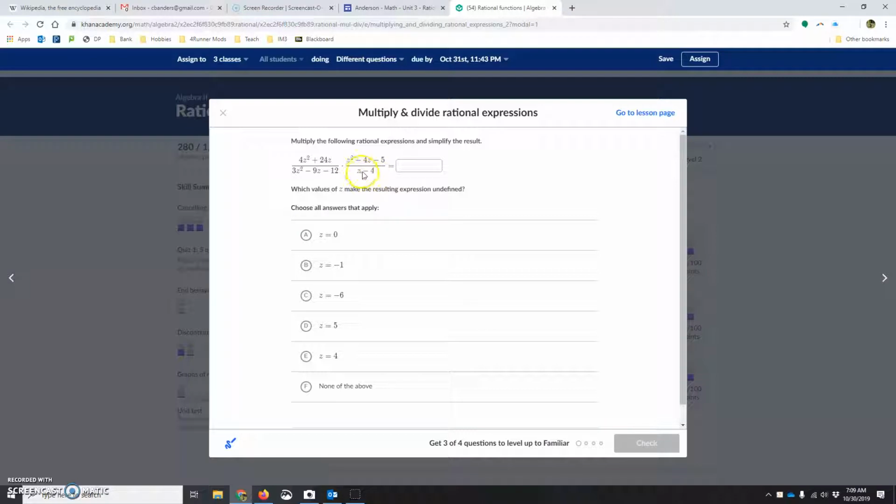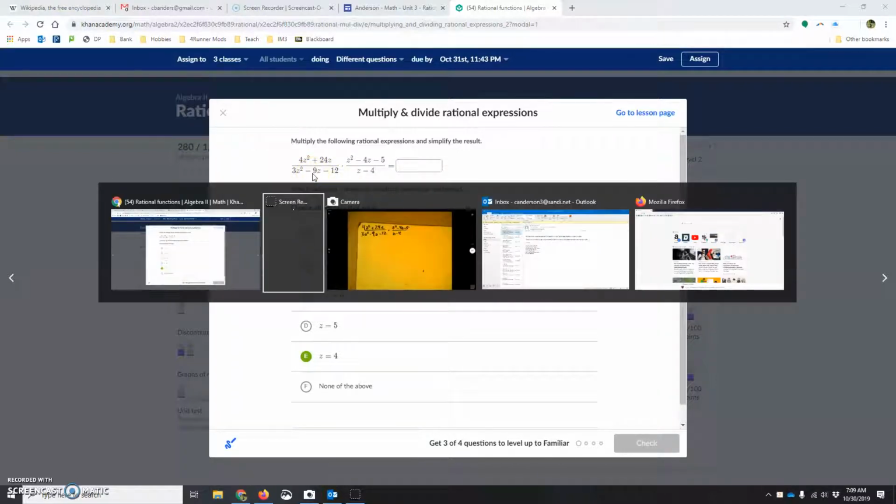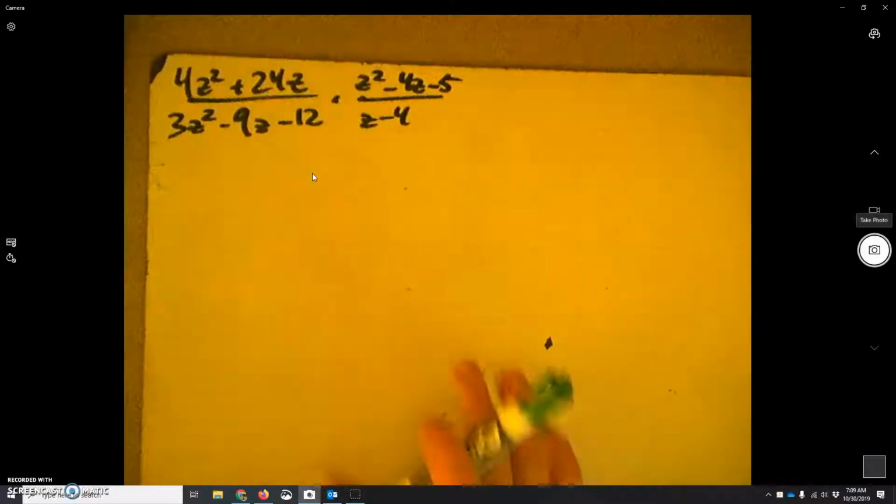We can look right now, and we can see 4 is going to be a bad value, because 4 minus 4 equals 0. What we don't know is what's going to come out of here. So I'm going to do that right now, or we'll do everything. I have the problem written down. So the first thing you want to do is factor.